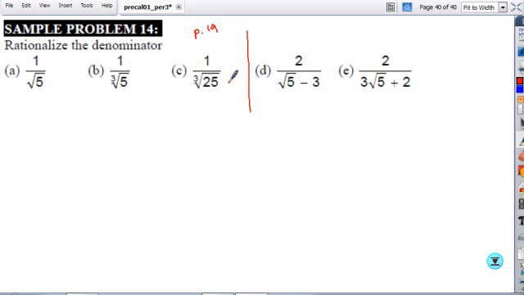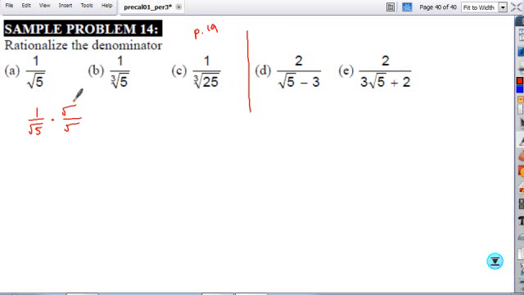Working with rationalizing square roots. Right, so if you're looking at this, you look to simplify your radical. Root 5, there's no way to simplify it or to rewrite it. So we're then going to multiply the top and bottom by the same value.